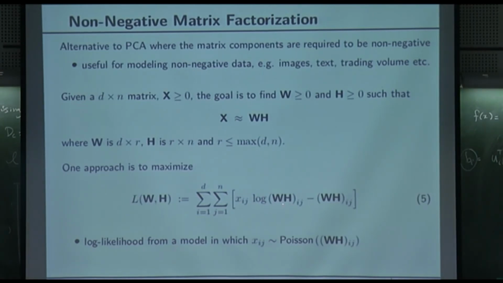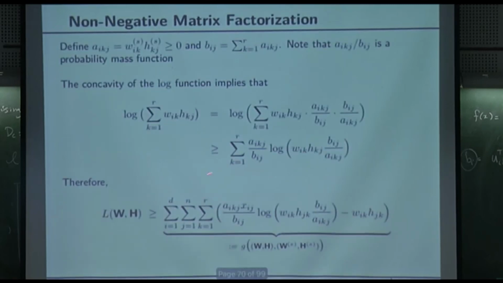WH ij. The ijth element of the WH matrix is the summation of Wik Hkj. I multiply and divide by Aikj divided by Bij, Bij divided by Aikj. This guy is a probability mass function. So I'll use my trick that I did with EM, pull that out. So instead of having an expectation inside, I pull the expectation outside. I get Aikj over Bij log Wik Hkj Bij over Aikj. Everything that's left over, I left it in there.